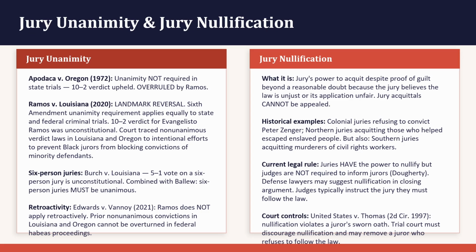On unanimous jury verdicts, Apodaca v. Oregon in 1972 was one of the most fractured and intellectually confused decisions the Supreme Court ever issued on a constitutional question. The result was that the Sixth Amendment unanimous jury requirement, which had been uniformly understood as fundamental, was held not to apply to the states. Oregon and Louisiana could convict on 10-2 and 9-3 votes, respectively.